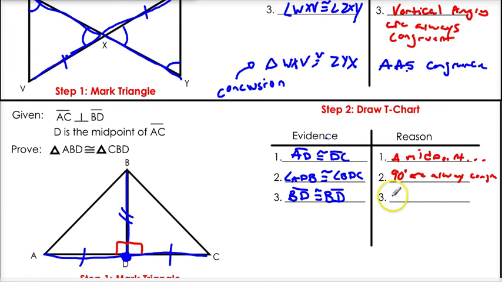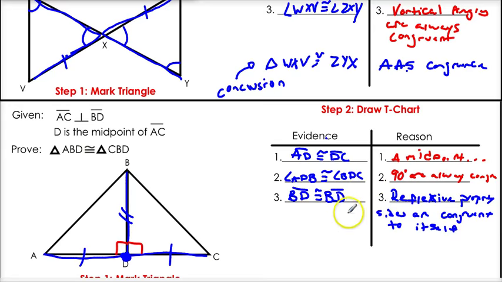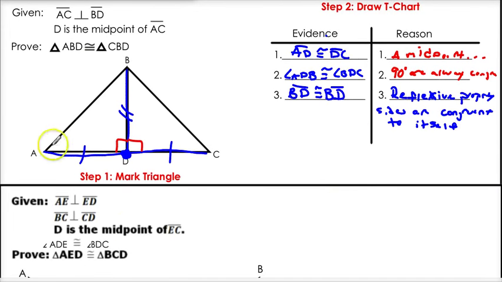And finally, BD is congruent to BD. And this is the reflexive property. Sides are congruent to itself. All right? So you're just writing those three things, how you know everything, and then finally you write your conclusion. So I know that these two triangles are congruent. Triangle ABD is congruent to triangle CBD. All right, we proved this true because of side angle side. Side angle side congruence.